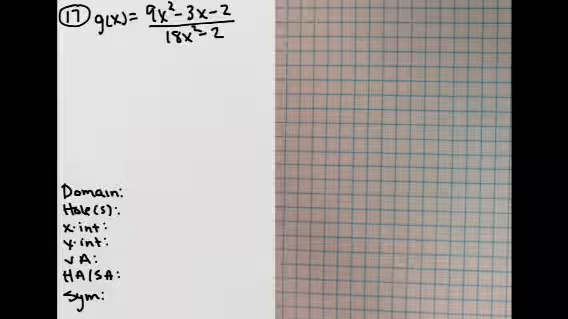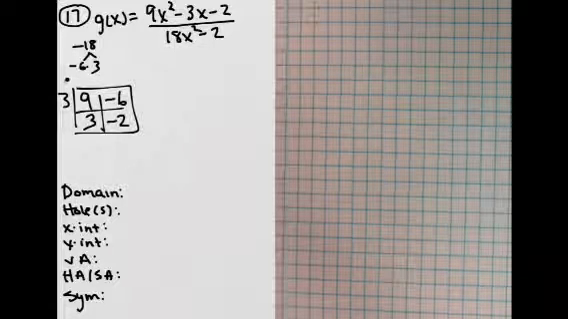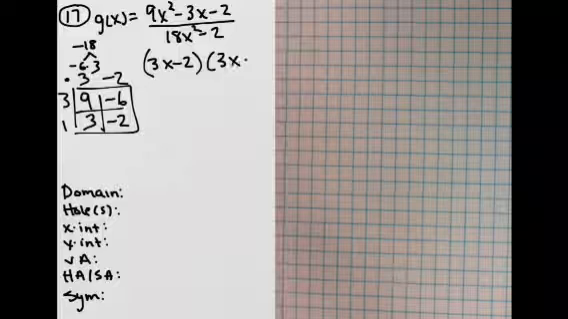Alright, so I'm going to factor both the numerator and denominator. So I multiply 9x squared times negative 2, and that gives me negative 18x squared. Factors of negative 18 that add up to negative 3 would be negative 6 and 3. Again, you guys can factor any way you like, whatever works for you. It's a multiplication, so this is 3, negative 2, and 1. And that works. So the numerator is 3x minus 2 times 3x plus 1.